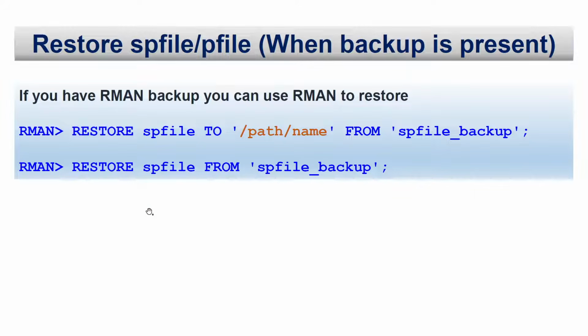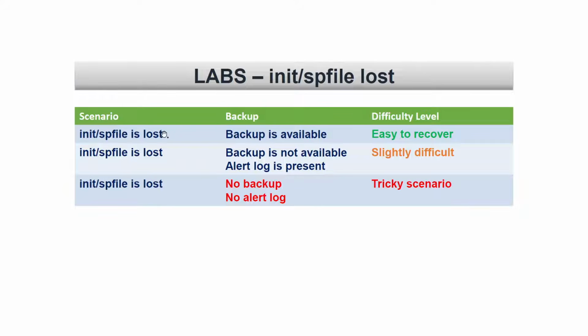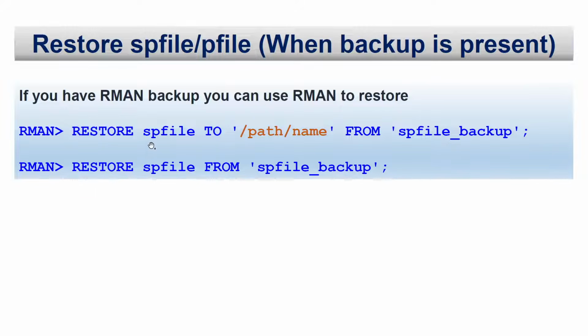Now, before I actually proceed with the lab, let me explain this particular scenario. So let's say this scenario first. If you have the backup, then you will use RMAN. Let's say you have lost your init parameter file and you have the backup, then you can say restore sp file to, and either specify the location from sp file backup, or omit the location and just say restore sp file from the sp file backup. So this is when you have the backup.